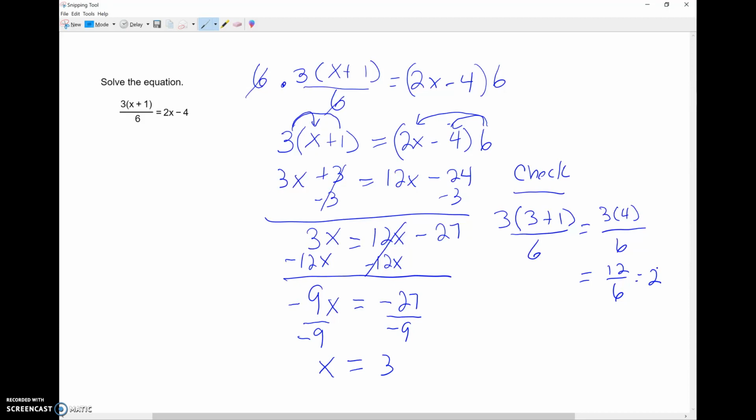What we're going to do now is substitute x for 3 on the right side, and we get 2 times 3 minus 4. And following the order of operations, we have 2 times 3 is 6, minus 4 is equal to 2. And we notice that both sides do equal each other. So therefore, the solution is x equals 3.